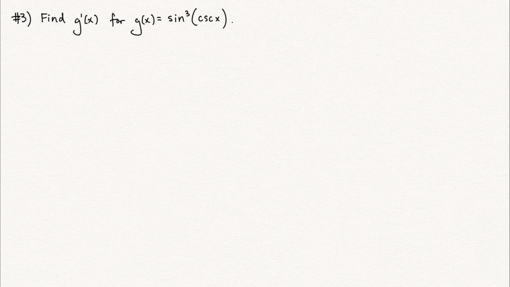So I'm going to instead rewrite this function as the quantity sine of cosecant x and then all cubed. And these two are exactly the same. It doesn't matter if I place the cubed on the sine or cubed on a larger set of parentheses around the sine. They both mean the same thing.